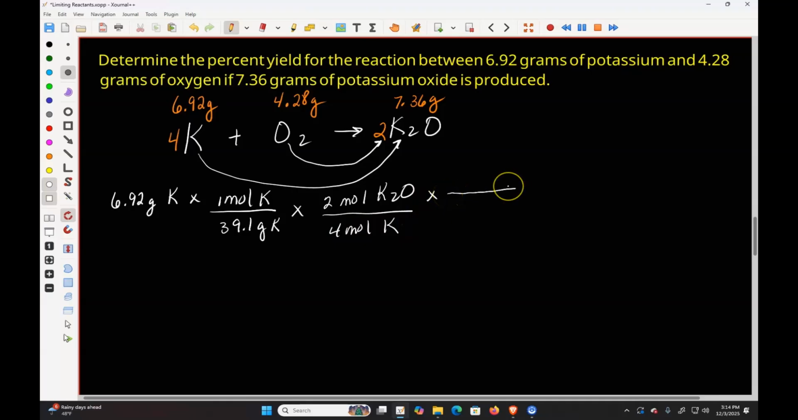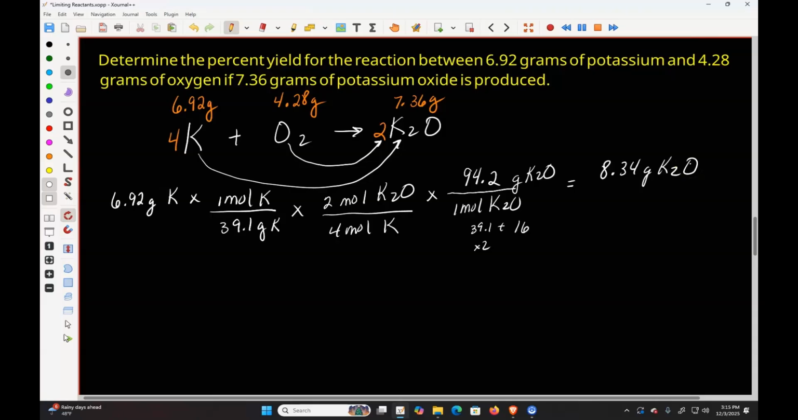Let's convert this into grams. 1 mole of K2O. Potassium is 39.1. I have 2 of those plus 16. This is going to give me 94.2 grams of K2O. When I solve this, it's going to give me 8.34 grams of potassium oxide.